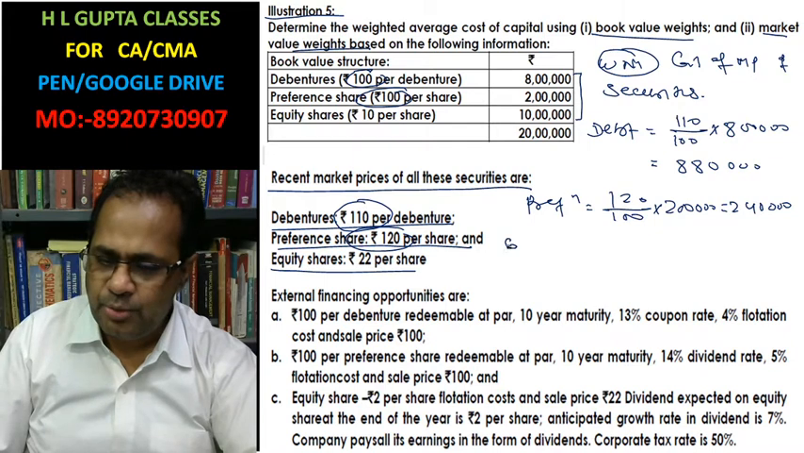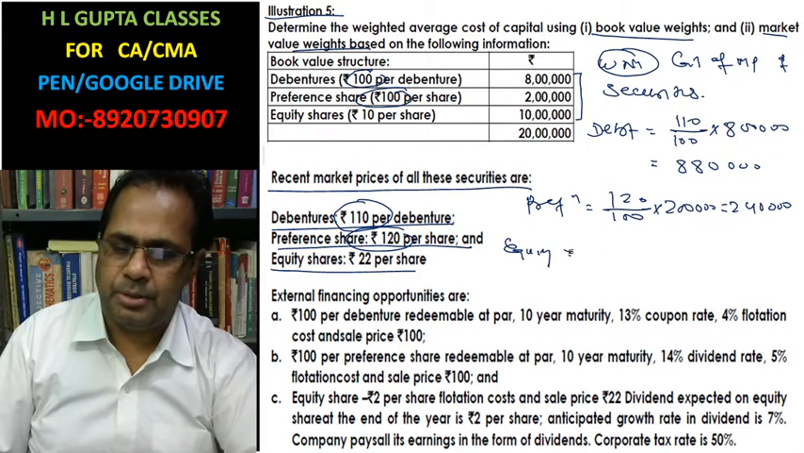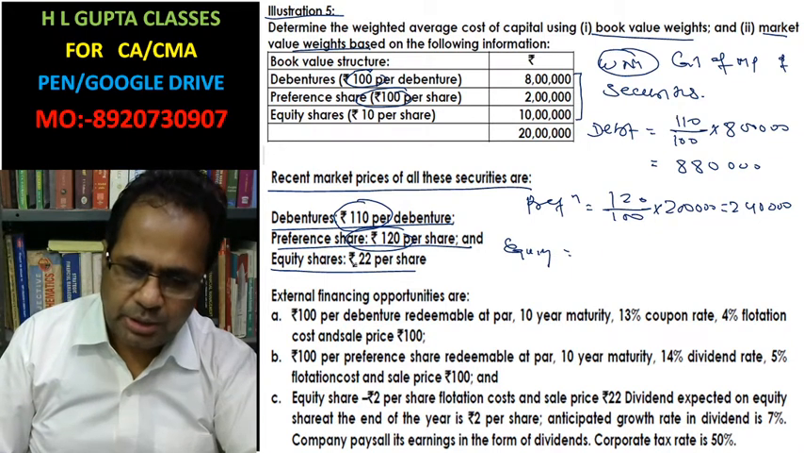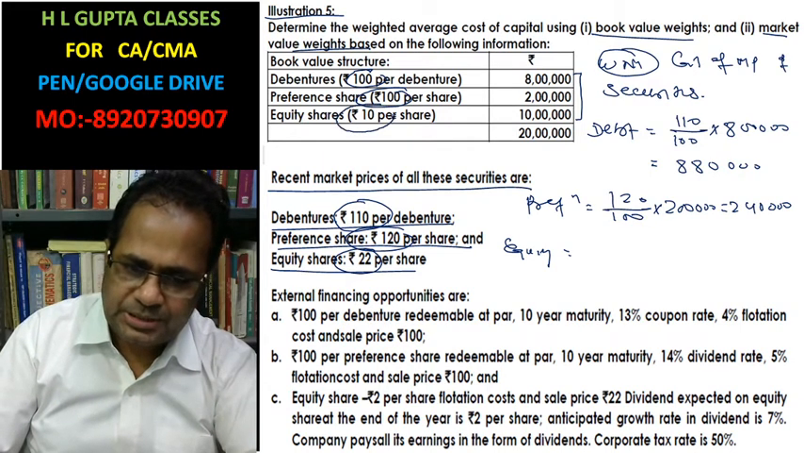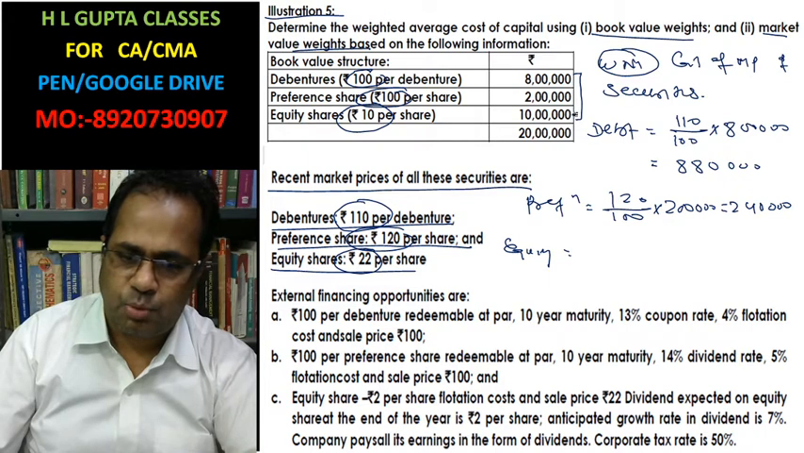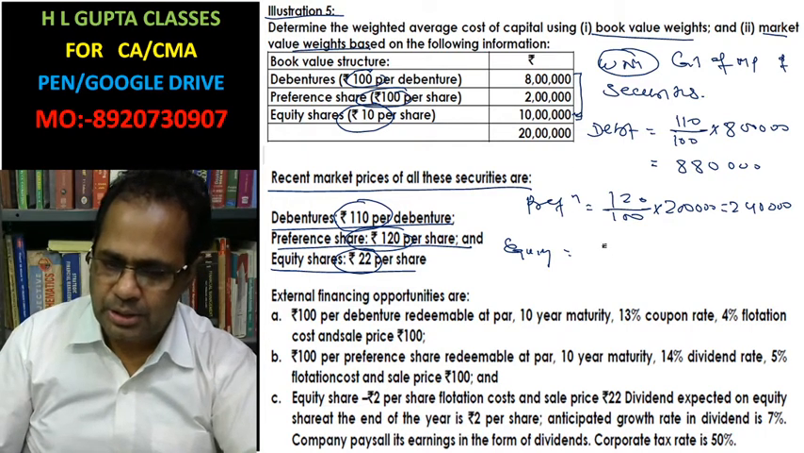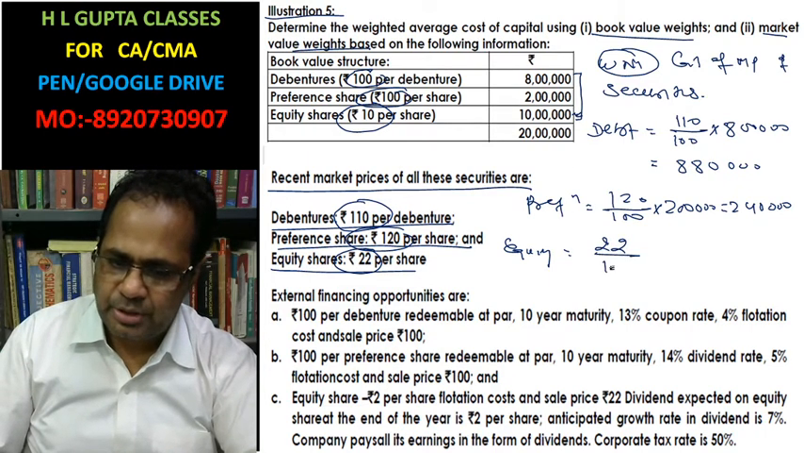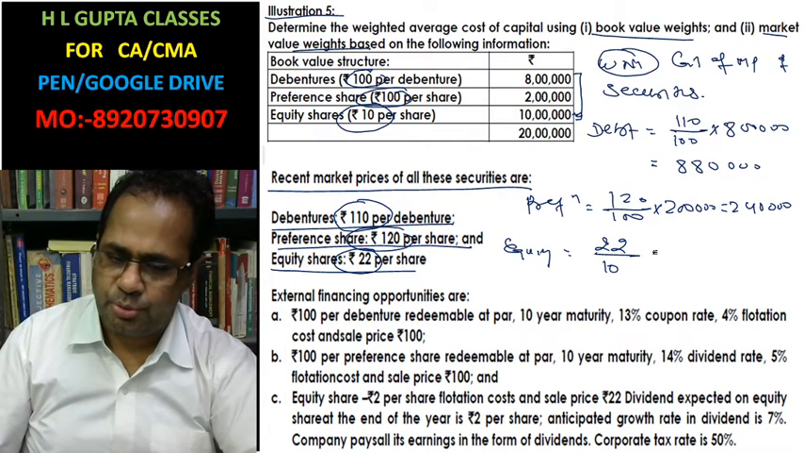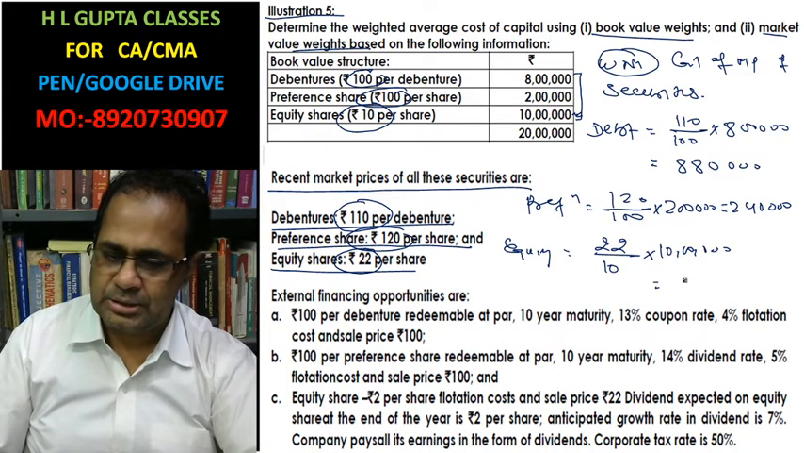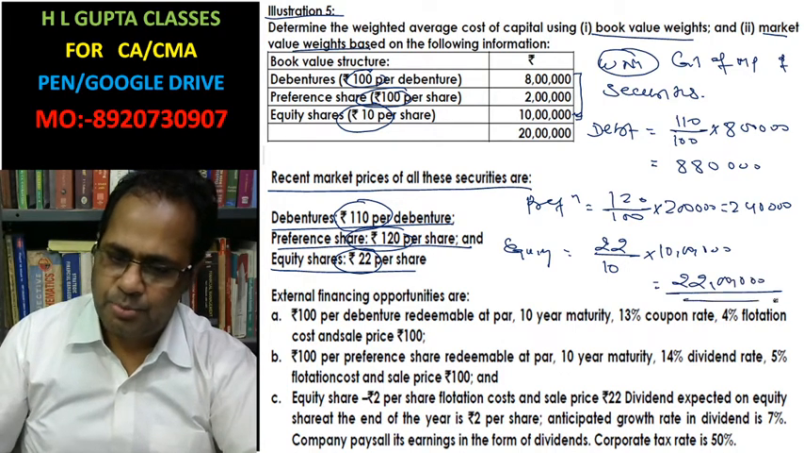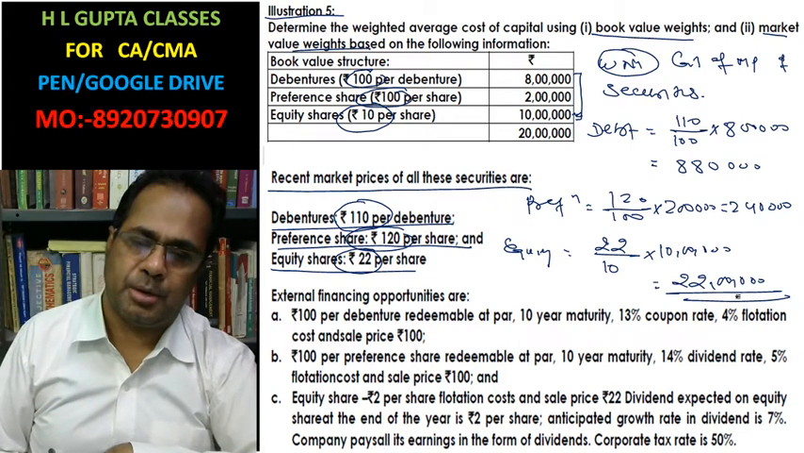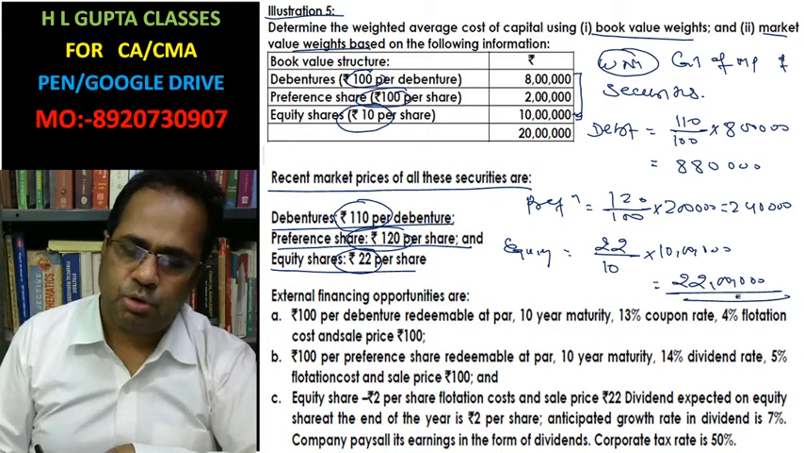Now equity value, we need to calculate the equity market value. This is 22 and its face value was rupees 10, for 10 lakh. What will it be? So 22 into 10 lakh divided by 10, this is 22 lakh. You have 22 lakh. These are the market values. Now you need to calculate cost of capital.